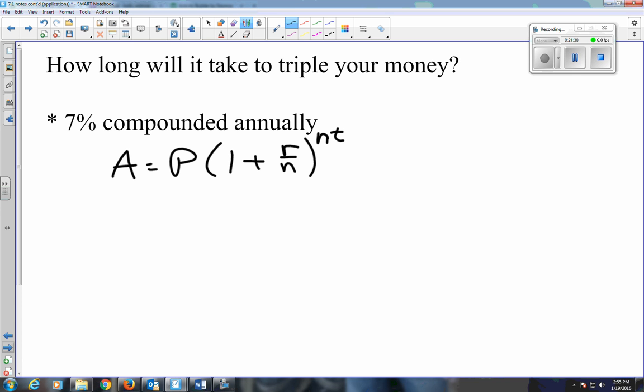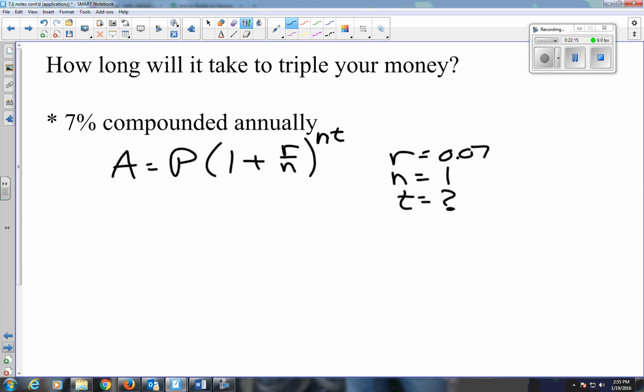What do I know here? I know R. That's 0.07. What else do I know? N equals what? Annually, how many times a year? That's once. Okay. So N equals 1. Now T is what I'm looking for, right? Time, how long? That's all it tells me except for the triple your money part.